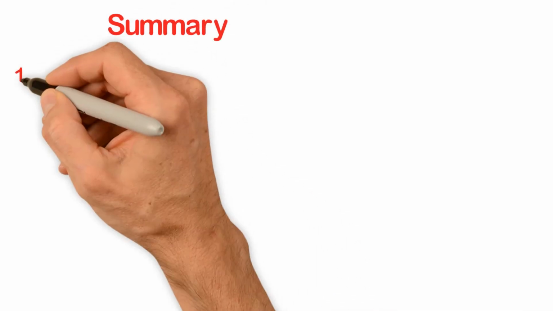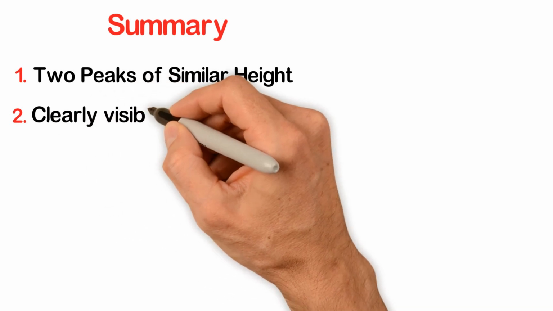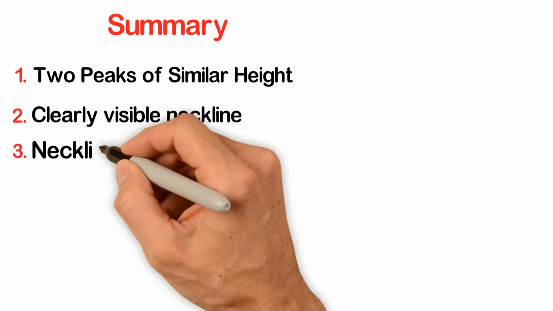Summary: 1. Two peaks of similar height. 2. Clearly visible neckline. 3. Neckline is broken.